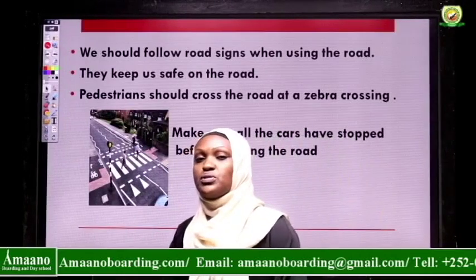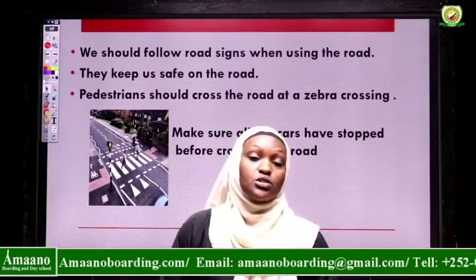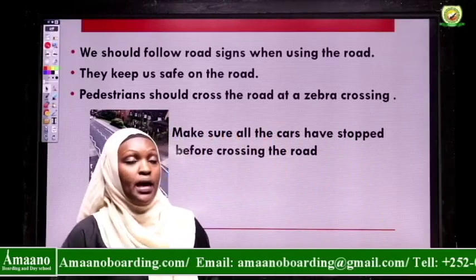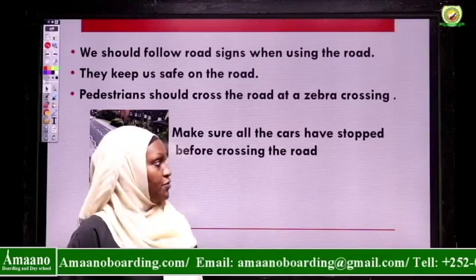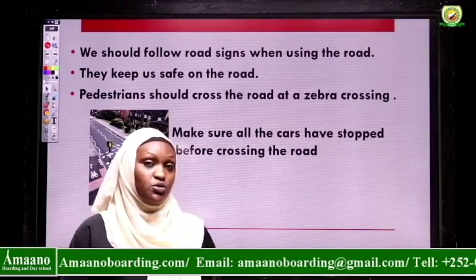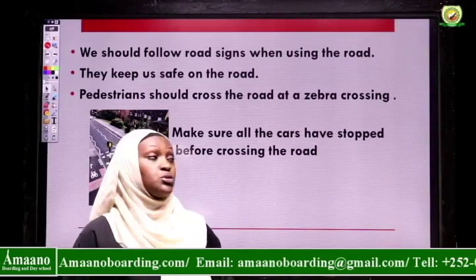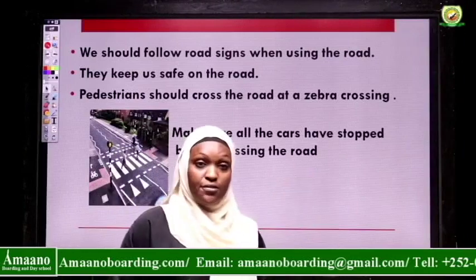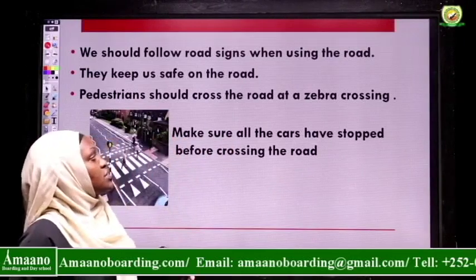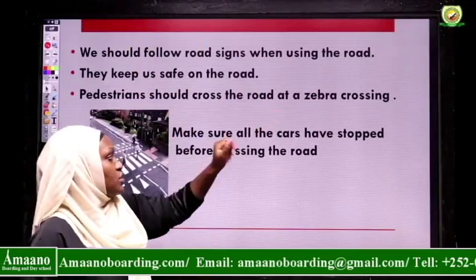You are supposed to use the zebra crossing when you want to cross. Maybe you're in a busy town and the vehicles are moving very fast, so you have to wait, or you have to go where there is a zebra crossing for you to be able to cross the road safely. So we should cross the road at the zebra crossing.